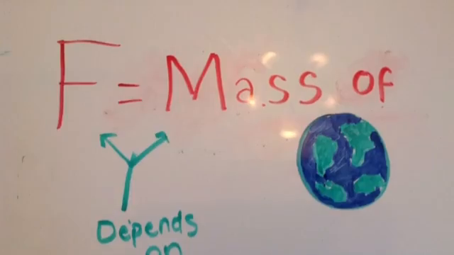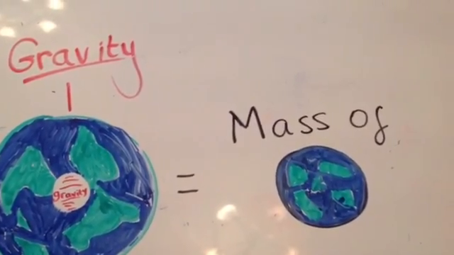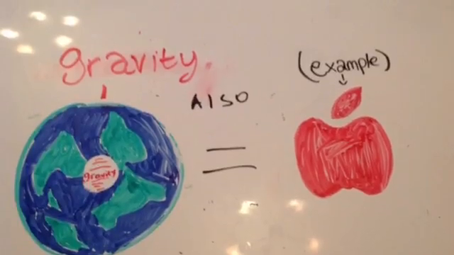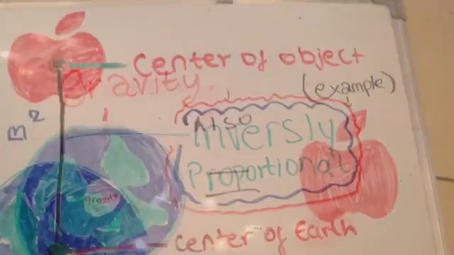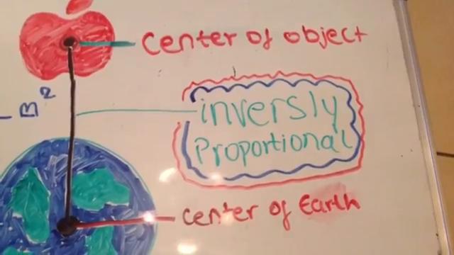So for Newton, the force of gravity acting between the object and the Earth is directly proportional to the mass of the Earth. It is also directly proportional to the mass of the object, but it is inversely proportional to the square of the distance that separates the center of the object from the Earth.